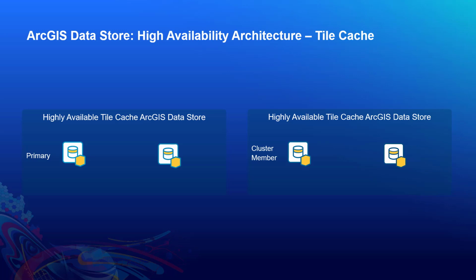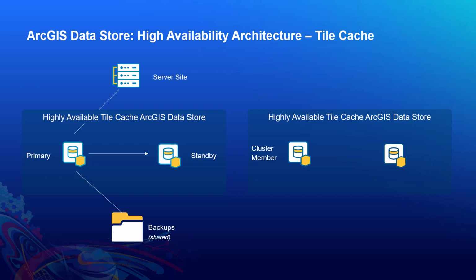Starting at 10.8, there are two different modes that a highly available tile cache data store can operate in. The first is a standard primary and standby fashion, again similar to the relational ArcGIS data store. The primary is replicating data to the standby. The ArcGIS Server site knows which one is the primary. If it goes down, then the standby is going to be promoted.